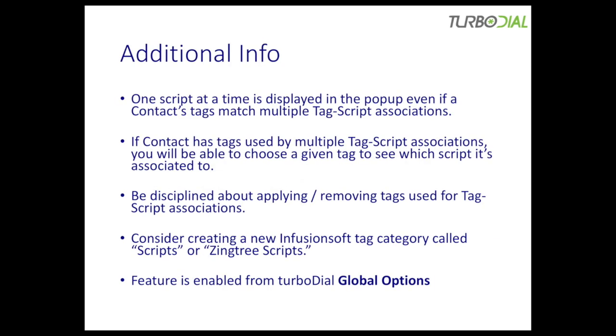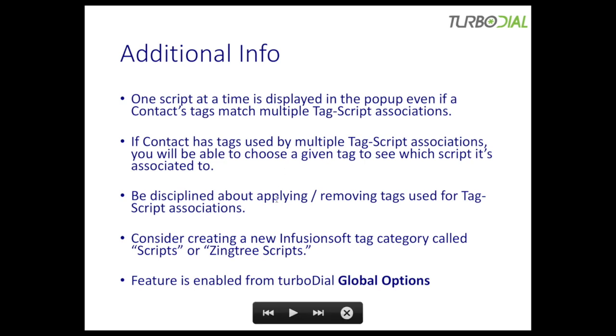Okay, so we're going to go over some additional information. What you might have noticed is that when we click the blue up arrow icon when TurboDial is focused on a contact in order to view a tag script association, only one script is displayed. The script that is displayed is the one that is associated to the Infusionsoft tag with the lowest ID, which basically means it's the oldest tag out of all the tags that the contact has that are associated with tag script associations.